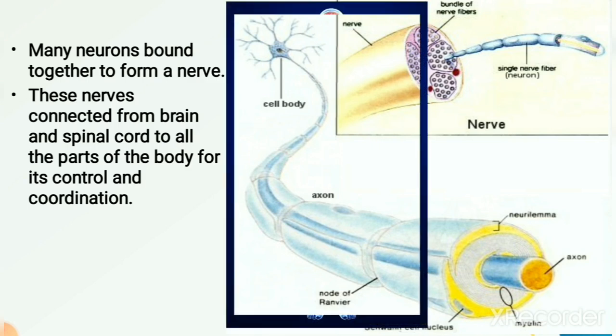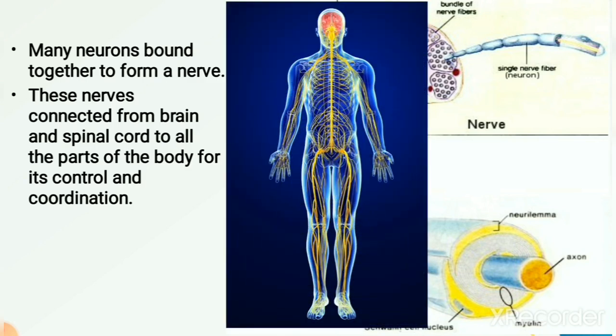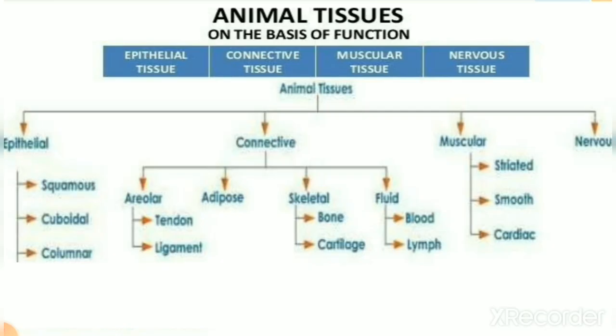So here our nervous system, our nerve tissue, is also completed, and next we will discuss connective tissue. Today we have completed the epithelial tissue, muscular tissue and nervous tissue, and the next is connective tissue, which we will start in our next session. Okay, thank you so much.